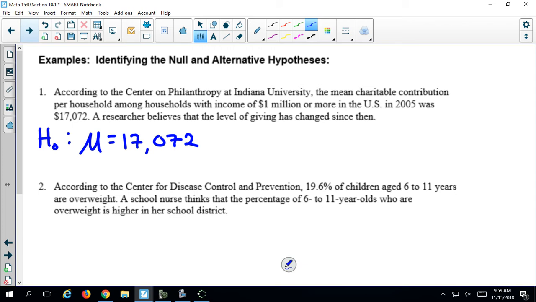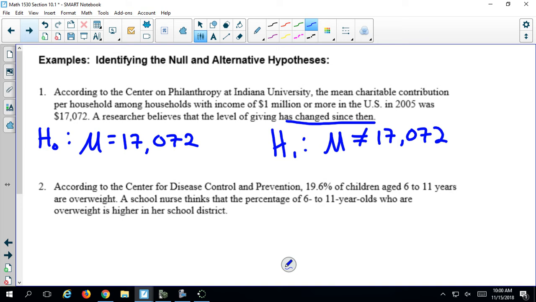The alternative hypothesis is the goal of the research. We want to see if it's different now, and not just slightly different. We think it's significantly different. So we're going to test. The alternative hypothesis is that mu is not $17,072. And why did I use not equal to? Because it just says has changed. It didn't say it got lower or it got higher. It just said change. It's just different. So we're going to use not equal for those statements.